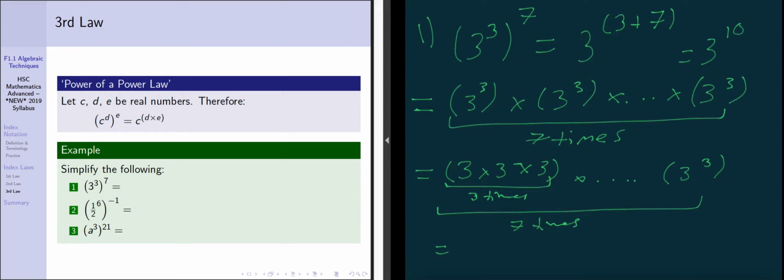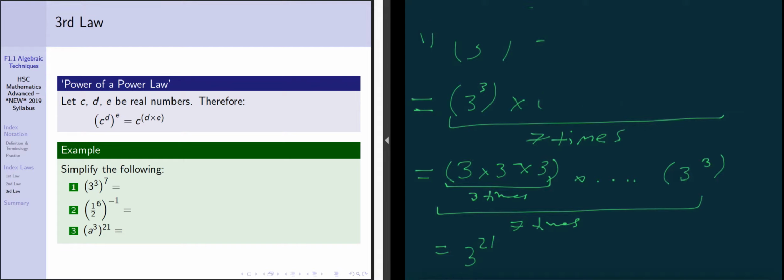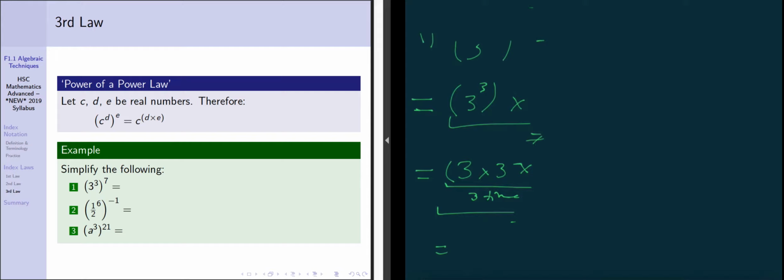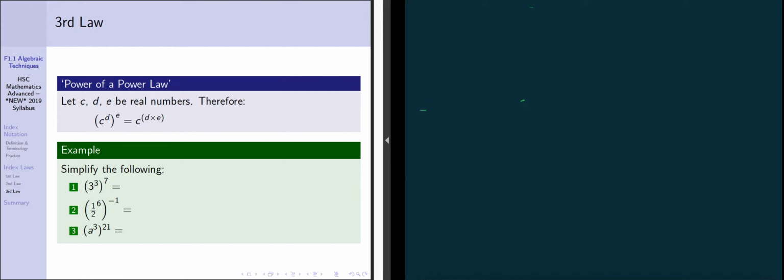So, I've actually made a mistake here. This should be 3 times 7 times. So 3 to the 21. So this is 3 to the 21 power. So that's basically a kind of a pseudo proof, if you want, for why this power works. But again, this is limiting ourselves to positive integers as our powers, and it does apply for all real numbers.